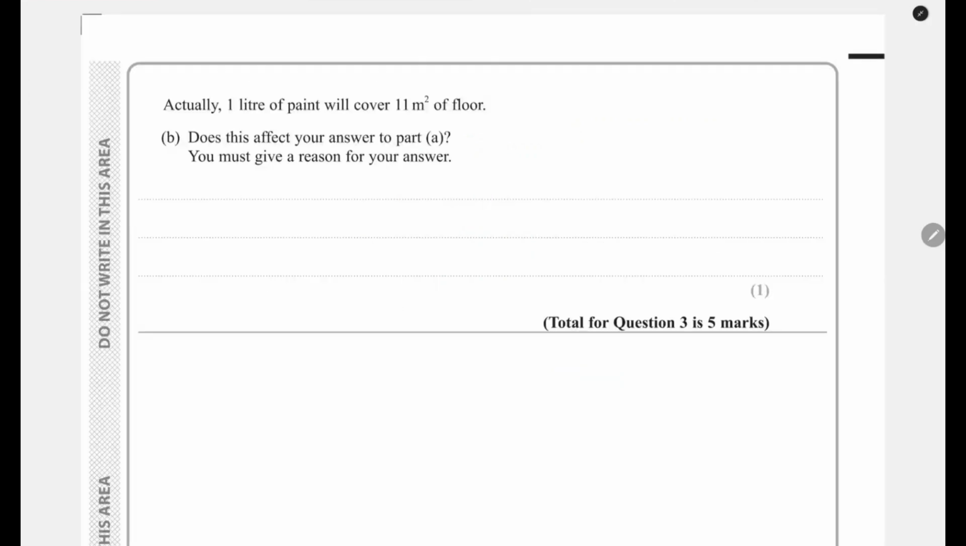Part B says, actually 1 litre of paint will cover 11 meters squared of floor. Does this affect your answer to part A? You must give a reason for your answer. Well, we know that the square meters for the plan is 68 meters squared. Now they're telling us that 1 litre of paint covers 11 meters squared of floor. We know that we've got 7.5 litres, and so to get from 1 to 7.5, we multiply by 7.5. We'll do the same thing to the other side of the ratio to understand exactly how much we can cover. So 11 times 7.5 gives us 82.5 meters squared, which is clearly bigger than 68. So no.